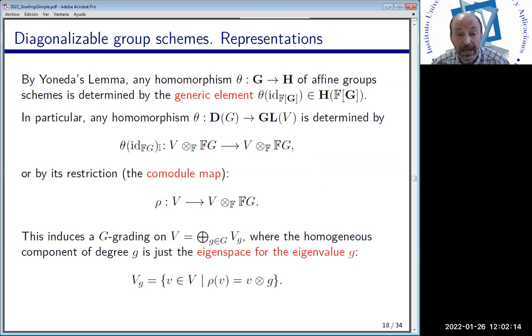So this is a linear map, but not over a field, but over this Hopf algebra. And then we can consider eigenvectors. The elements of the vector space V that are eigenvectors with eigenvalue g for any g in our abelian group G form a subspace, and it turns out that this gives you a grading. So V is the direct sum of these subspaces. But of course, here V is just a vector space.